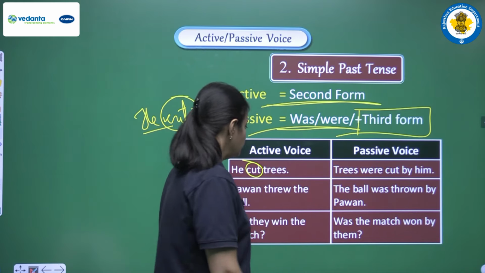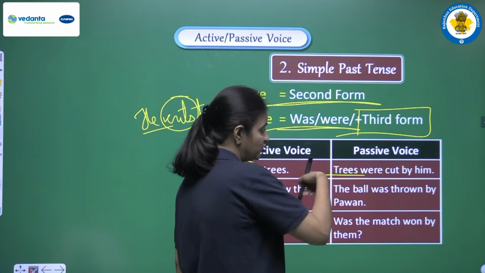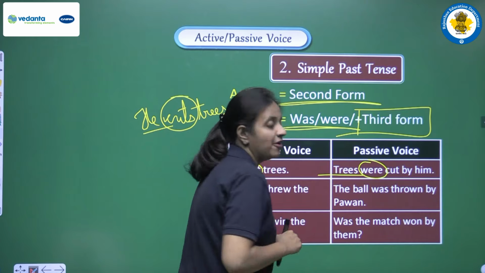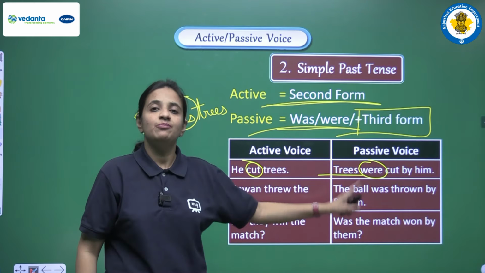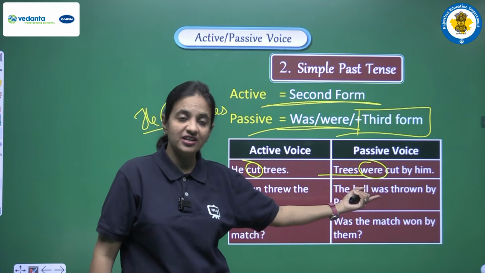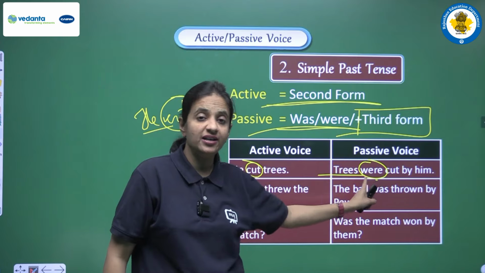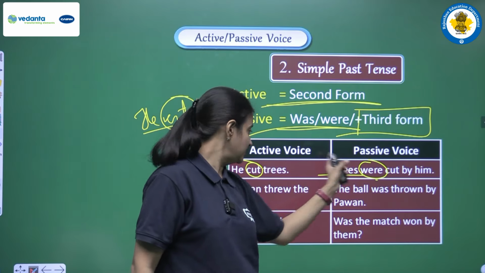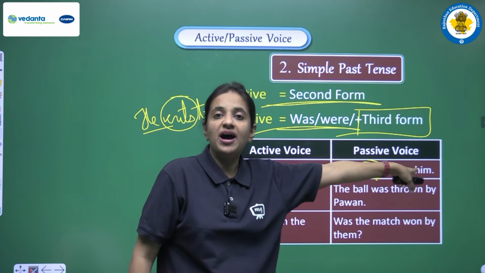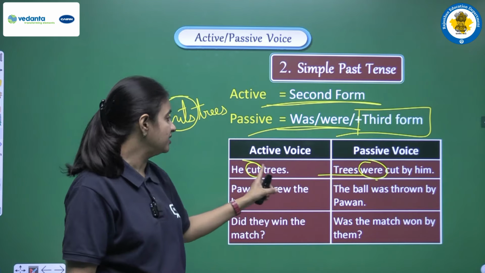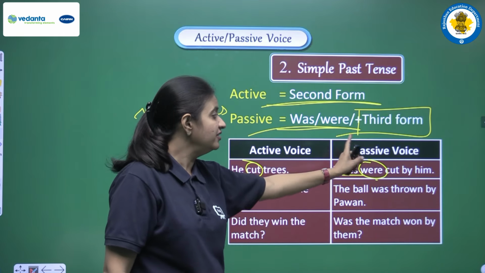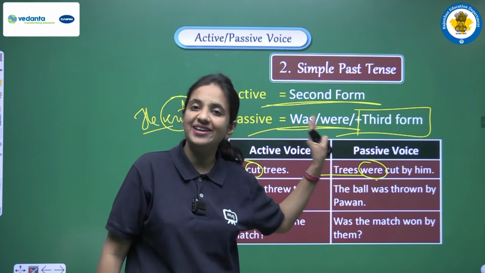सो नाउ first of all we have to use the object, that is trees. As a helping verb we are having two options, was and were. Because trees, this is a plural subject here, so we will add were here, right? Third form it will be cut, and he it will be by him. So we are having he cut trees. Passive voice will be trees were cut by him.